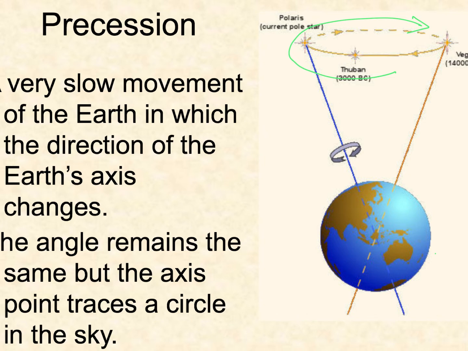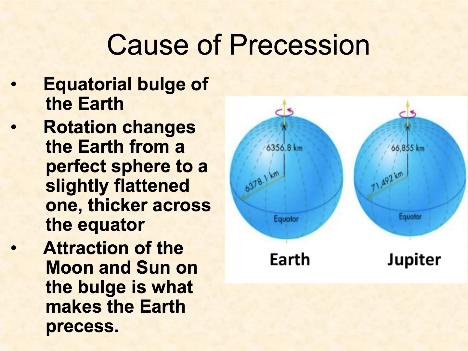This wobble is called precession. The amount of tilt is still the same 23.5 degrees, but the direction that the angle is pointing changes. The reason for this wobble is that Earth is not a perfect sphere.